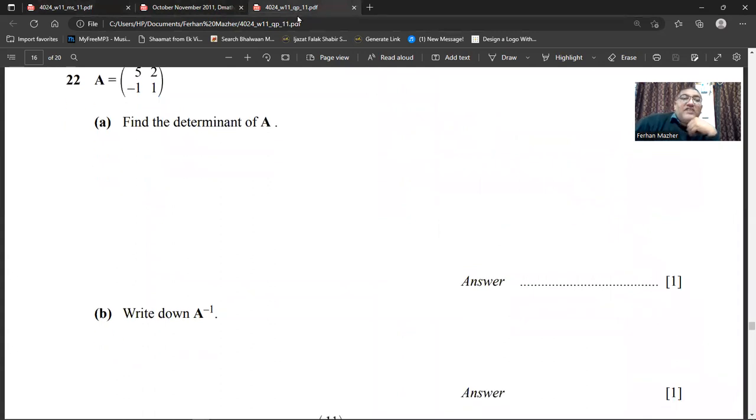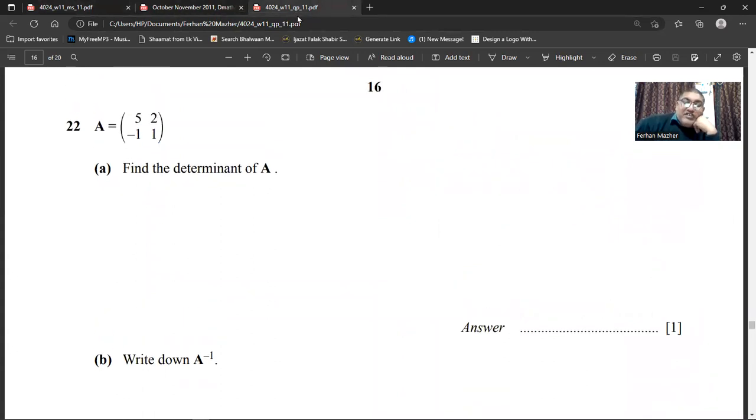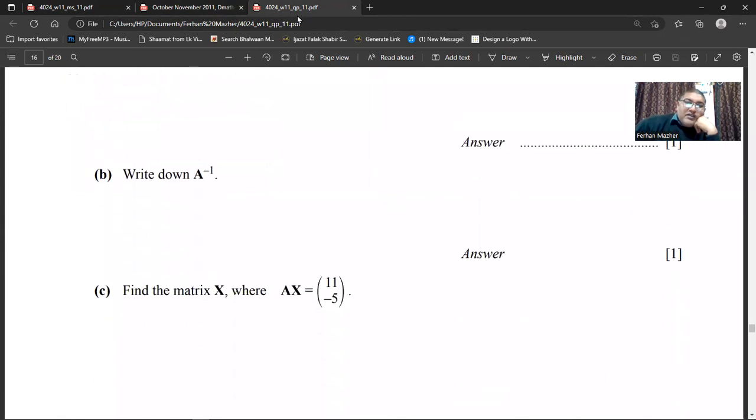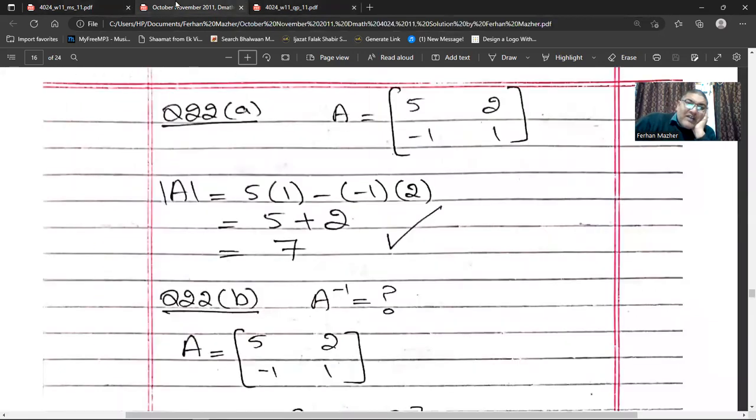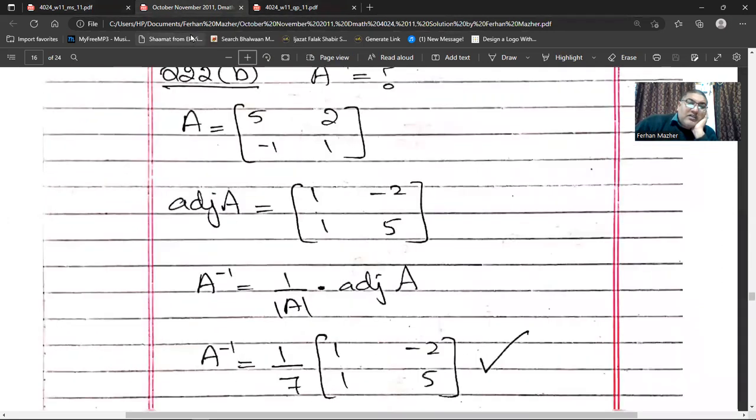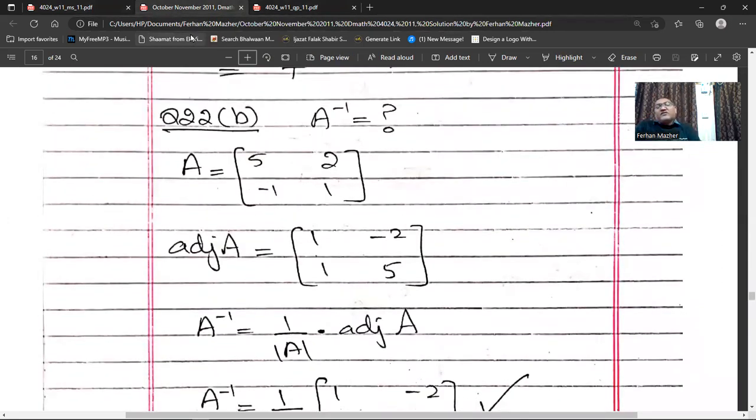Then their question is to find the inverse of this matrix A. Finding the inverse is very simple. You find the determinant, then you find the adjoint. So A inverse is the question. The A is 5, 2, minus 1, 1.